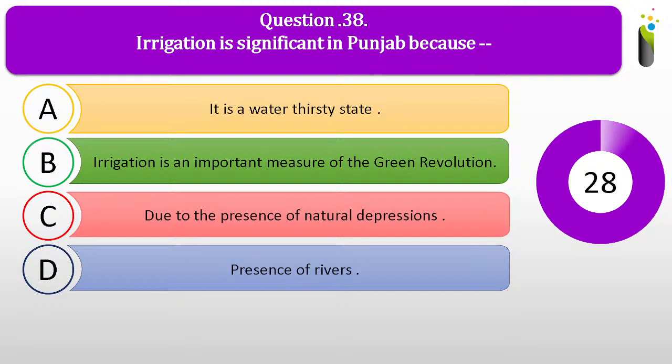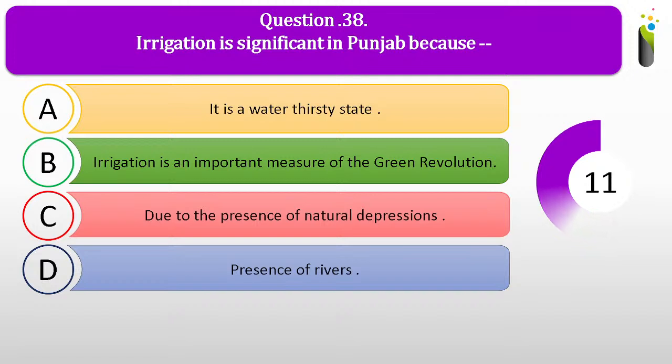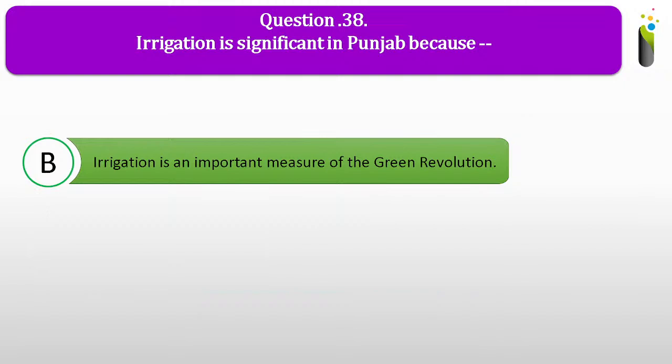So why is irrigation significant in Punjab? And the correct answer for this question is B. Irrigation is an important measure of the Green Revolution and hence it is significant in Punjab.